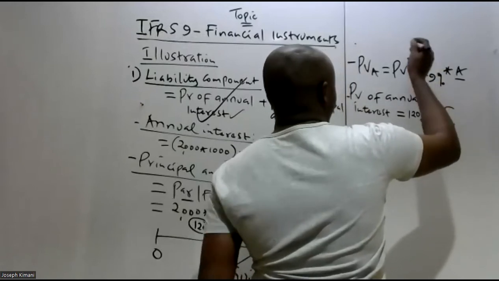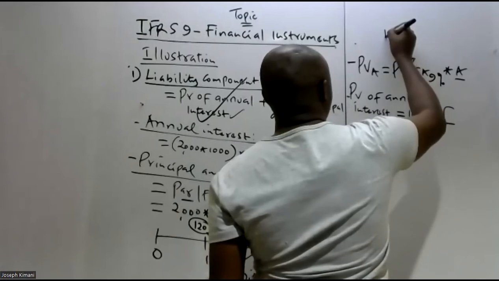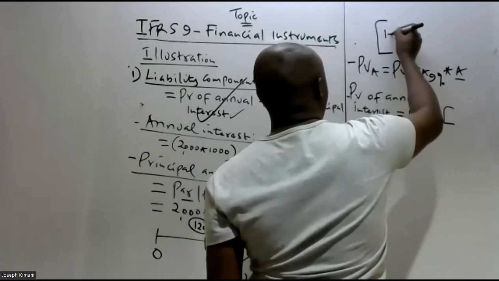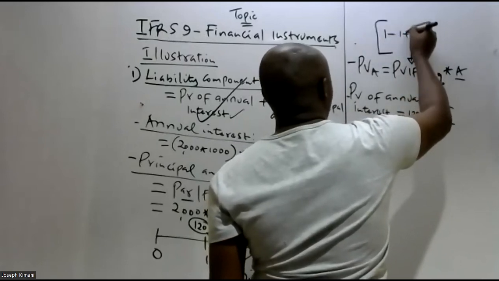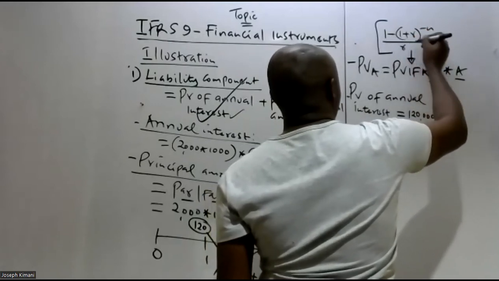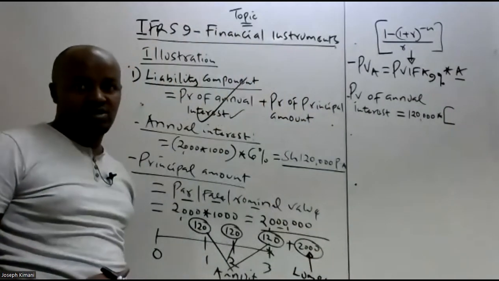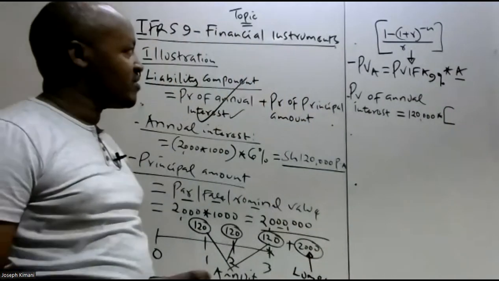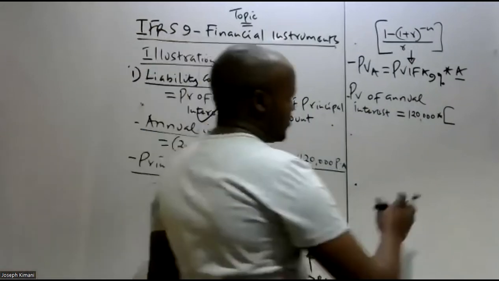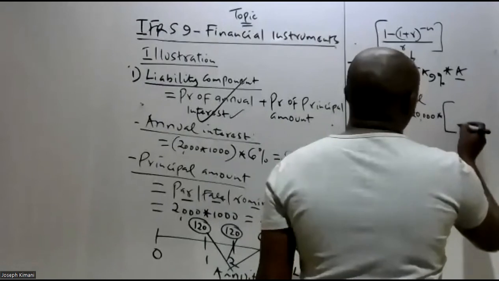This is something you have done in FM. So which formula do we use to get that? We take 1 minus (1 plus R) raised to the power negative n, and then we divide that by R. So that is the formula which we apply here.